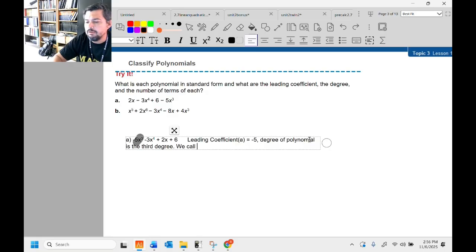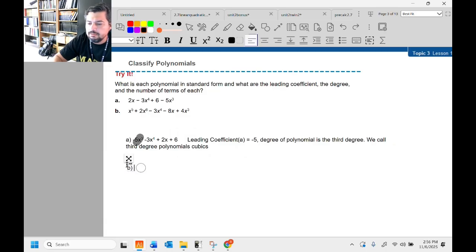And we call third degree polynomials, I used to think some of this stuff was known, but we call them cubics. That's what we call them. We call them cubics. All right.